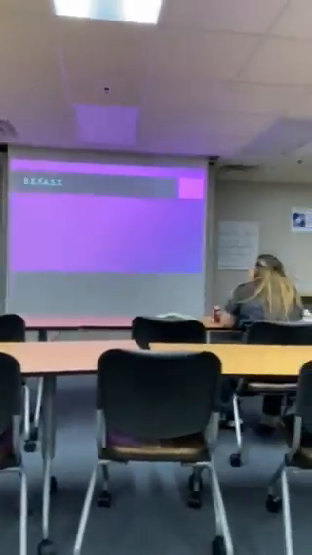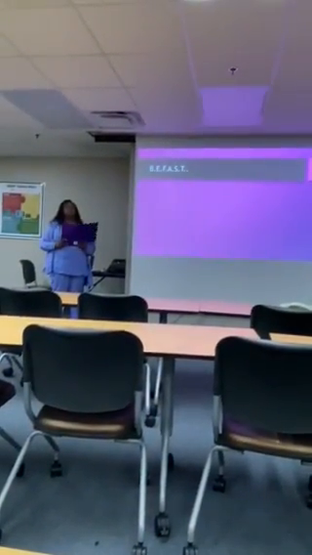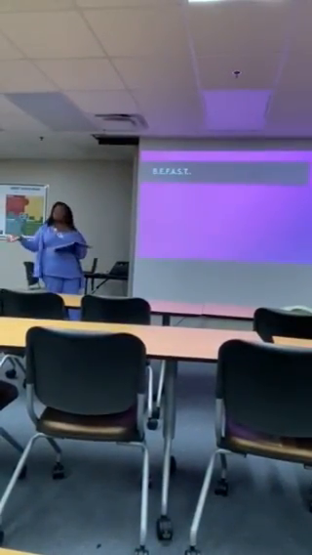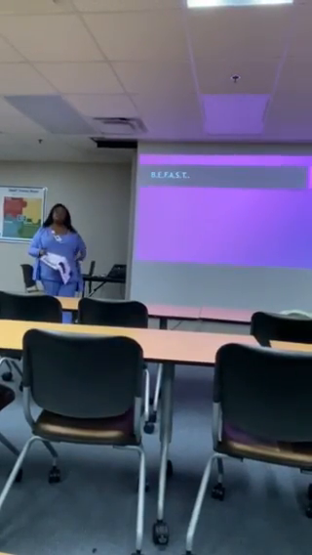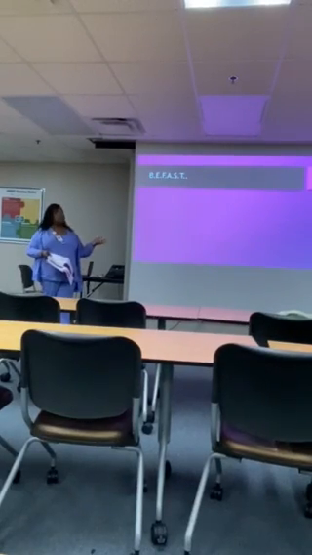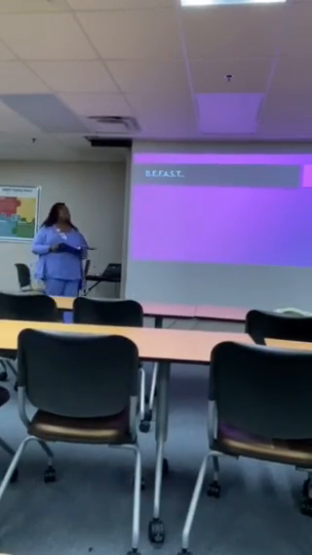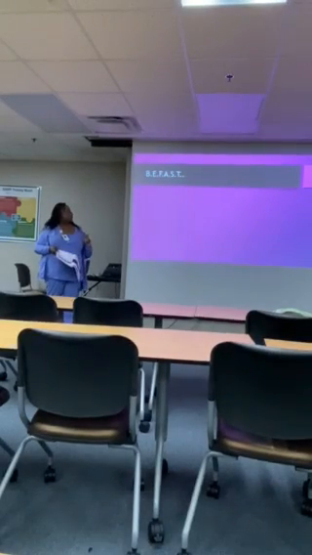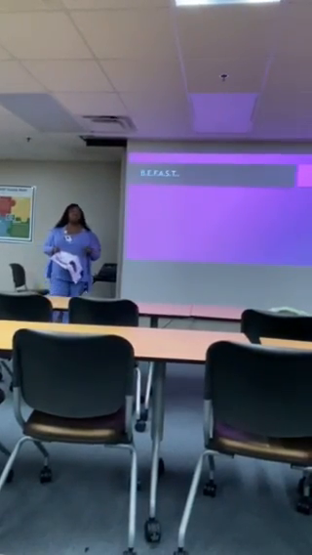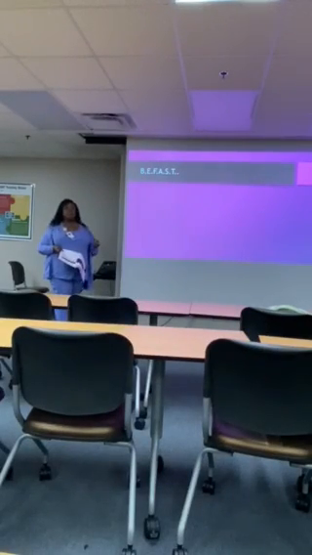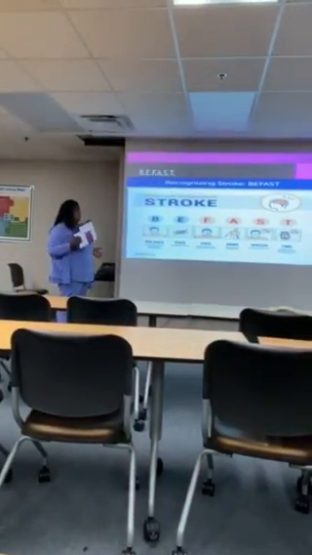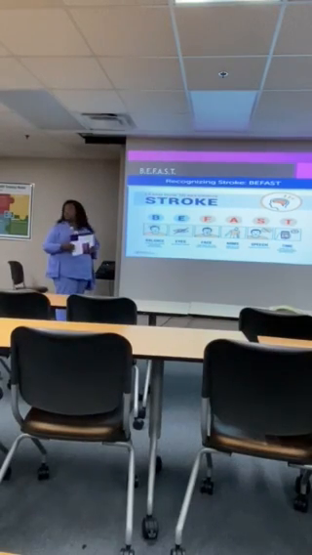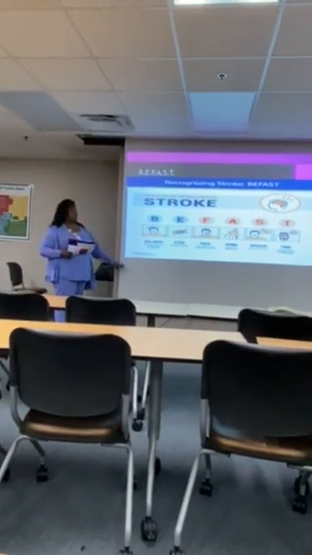Okay, so basically, BFAST is a quick assessment that you as PCTs or anyone else can do. You notice certain symptoms, and these people have potentially had a stroke. The B stands for balance, E for eyes, F for face, A for arms, S for speech, and T is for time. With balance, having loss of balance, headache, or dizziness. Like we did earlier, we spun her around and she was off balance.